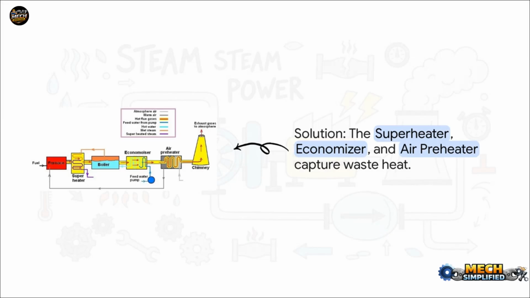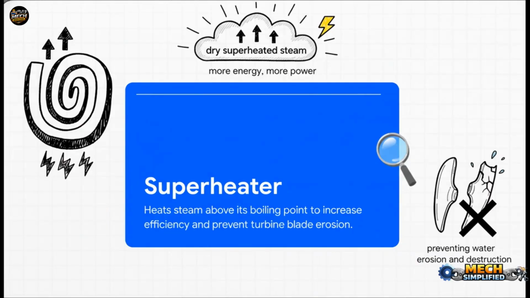The solution is actually a series of really clever heat exchangers. Let's go back to our big diagram for a sec. See, after the boiler, those hot exhaust gases are sent on a journey. They're routed through three key players, the superheater, the economizer, and the air preheater, long before they ever get a chance to escape. So first up in the lineup is the superheater.